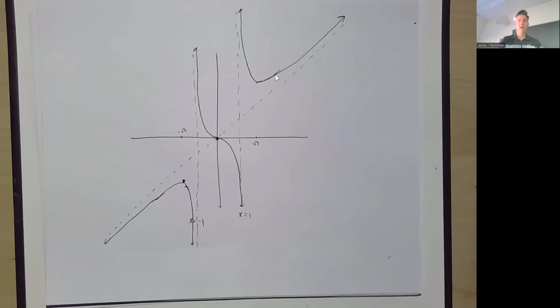Neat. All right, I think that's enough terrible graphing for today. Let's talk about optimization for a bit.